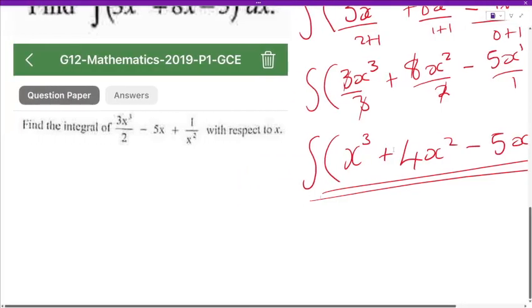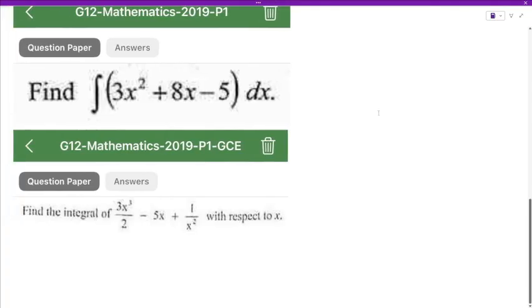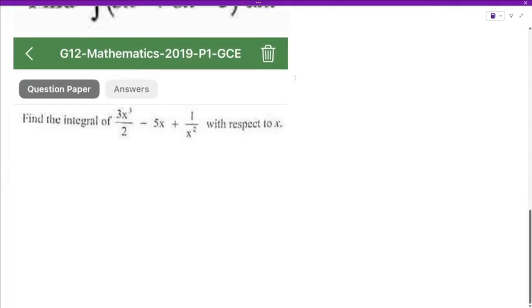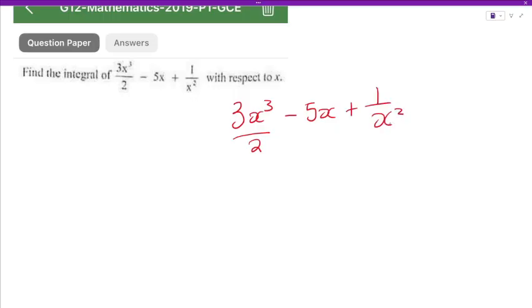Okay, we go to the last question, which is saying find the integral of 3x cubed. So this one is a bit blurry. Let me just copy it down for you. So this one says 3x cubed over 2 minus 5x plus 1 over x squared. We're asked to find the integral, so we know we are supposed to integrate. So allow me to just do this right here and put these in brackets.